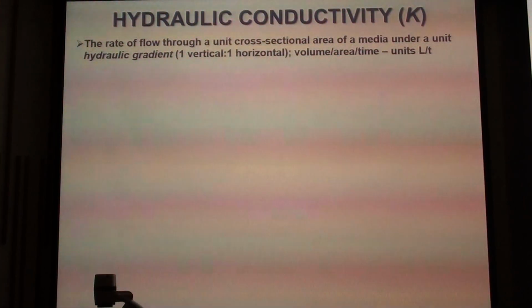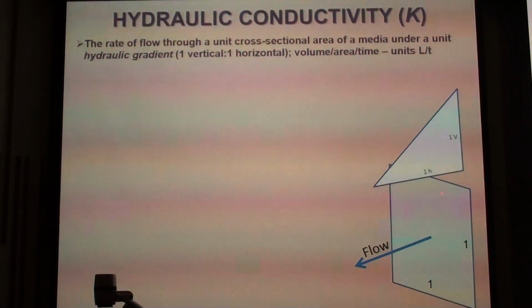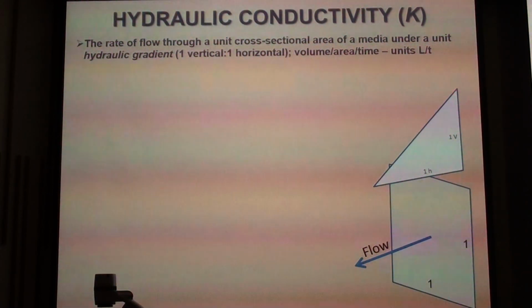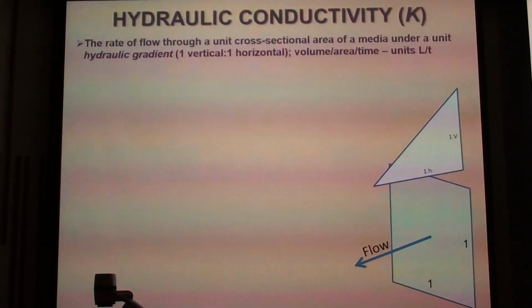Units of volume over area over time, which equates to length over time, so that's our velocity. So there you go, this is our unit area, and water flowing through it, and a gradient of 1, and the rate of water flowing through there is our hydraulic conductivity. It's a very useful property. Here are some issues, which we'll talk about later, but it's still very useful.